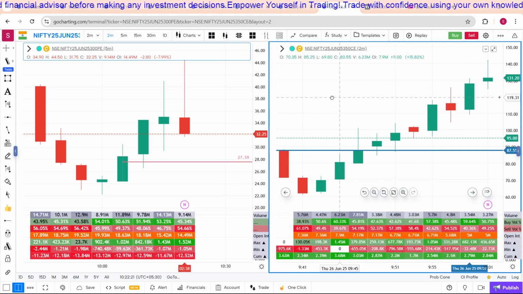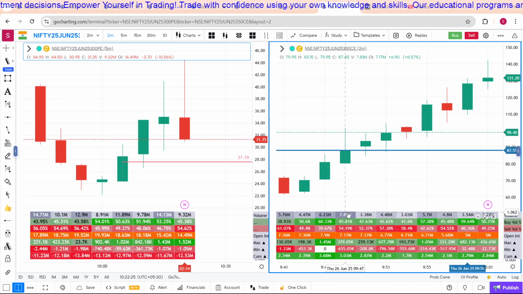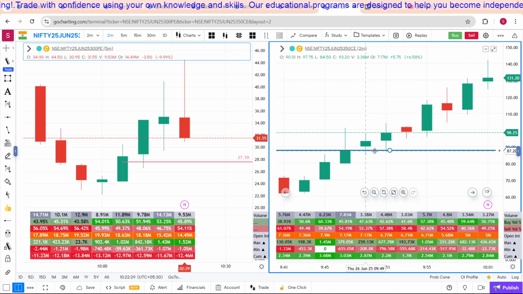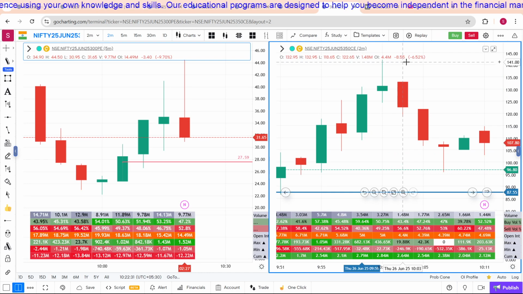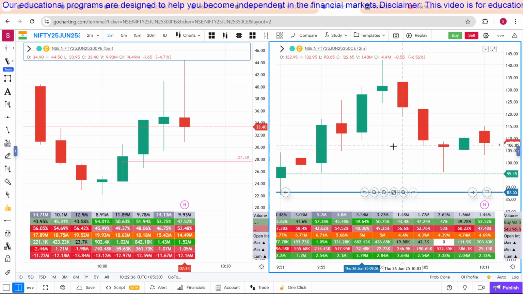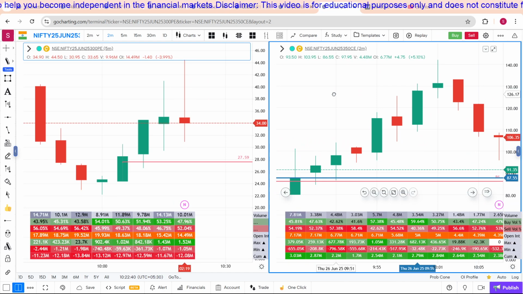See, this candle closed above. This is a buy here, 88. 88 we are buying. We got some quick points, no? Around 50 points we got. That is the way 15 minutes candle is working.